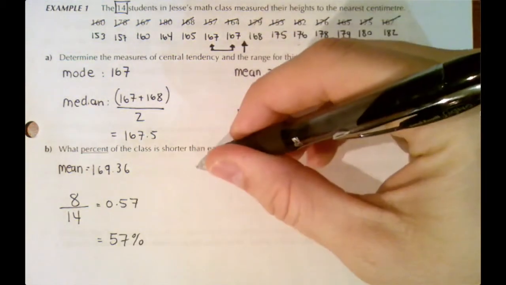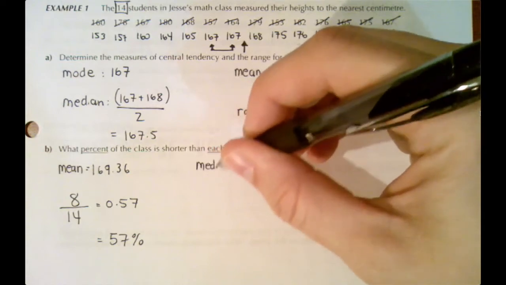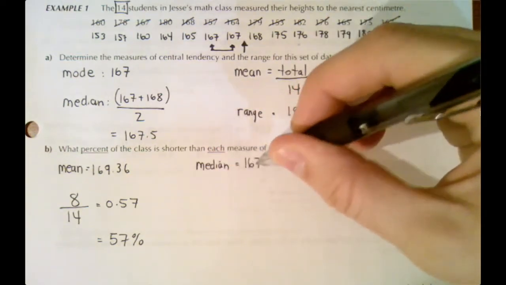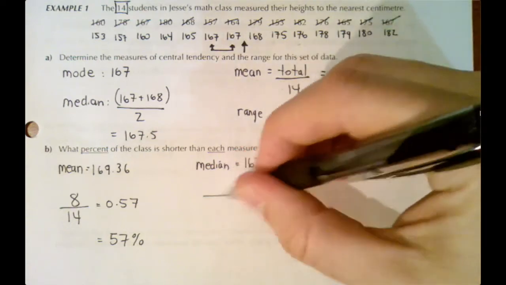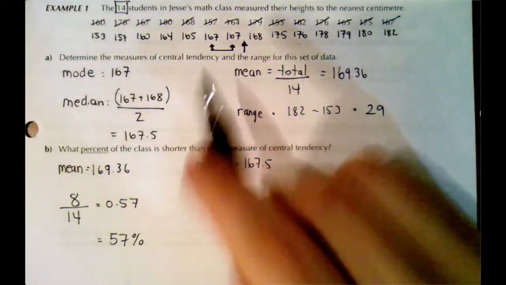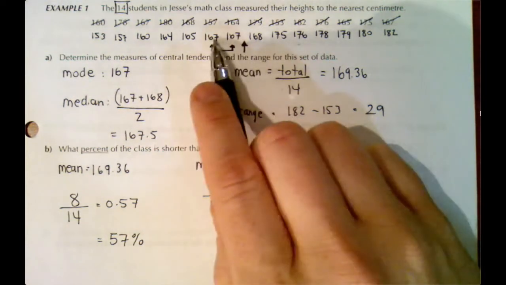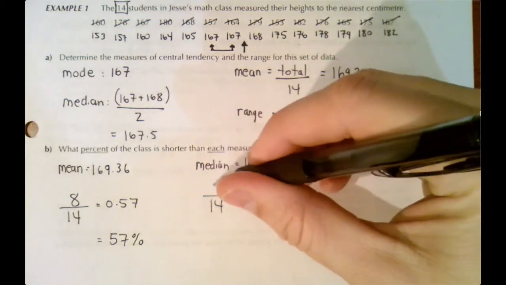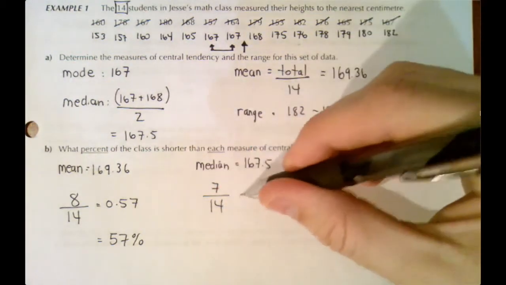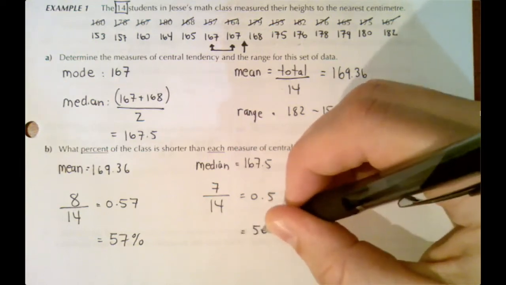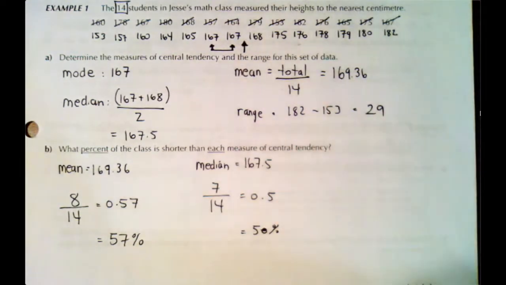If we want to do median, the median is 167.5. So how many out of 14 are less than the median? Well, the median's right in the middle. And if we count, there's 1, 2, 3, 4, 5, 6, 7 people less than the median. 7 out of 14 is 0.5, which is 50%. If you forget how to make a decimal a percent, just multiply it by 100.